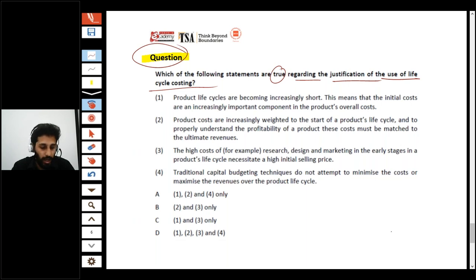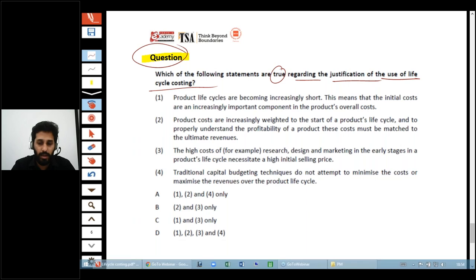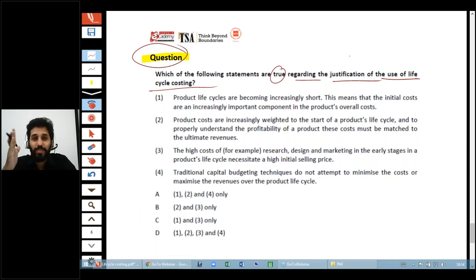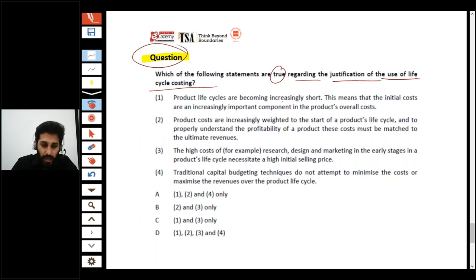All right, now let's proceed with this, and I'm going to explain these statements, so we will be able to note down which statement is correct. Life cycles are becoming increasingly short. This means that initial costs are an increasingly important component in the product's overall cost. Is this statement true? The answer is yes.